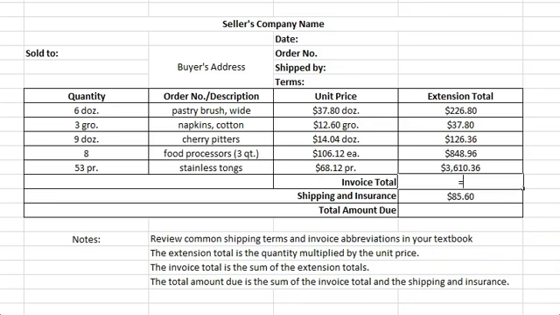Now the invoice total, we're going to add up each of our extension totals. So 226.8 plus 37.8 plus 126.36 plus 848.96 plus 3610.36 for an invoice total of $4,850.28. Now that's how much they owe for the items that they're purchasing. We have to add in shipping and insurance. So we have equals 4,850.28 plus 85.6 for a total amount due of $4,935.88.